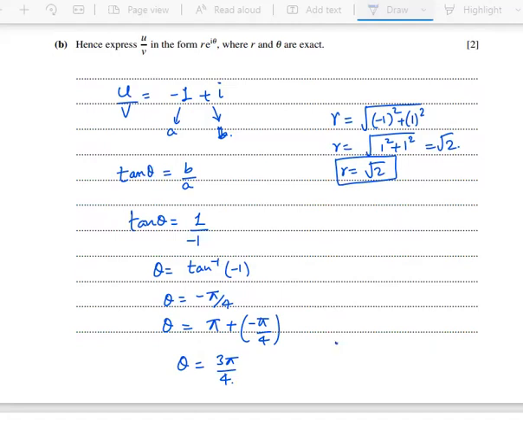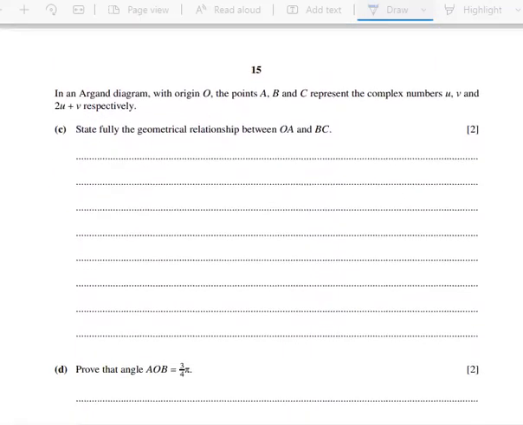Okay, therefore I can write u by v equals r, which is root 2, e power i into theta, which is 3 pi by 4. That is your answer in exponential form. I hope it is clear to you. Moving on to the next question.